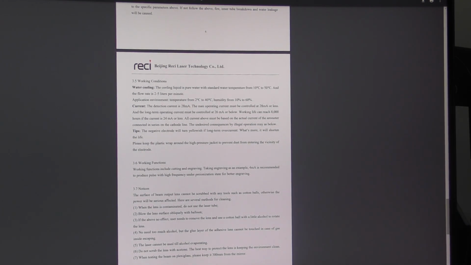I'm not going to mention the name because it may be tomatoes. Now, working conditions, cooling water, and I'll state this very carefully: water with standard water temperature from 10 degrees C to 50 degrees C, and a flow rate of between 2 and 5 litres a minute. More in accordance with what I have found out, that I can push the tube for a large range of temperature and get very little power change.